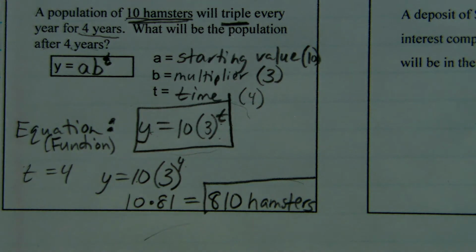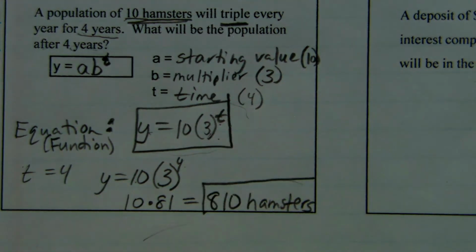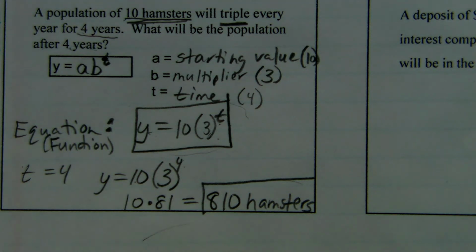Okay? So now we're going to take a look at what if we're not growing by, like we've done a lot of problems where it's doubling or it's tripling or it's taking times 5. But what if it's growing by a percentage and not by whole numbers? We haven't really done that. So we're going to talk about that in the next box.